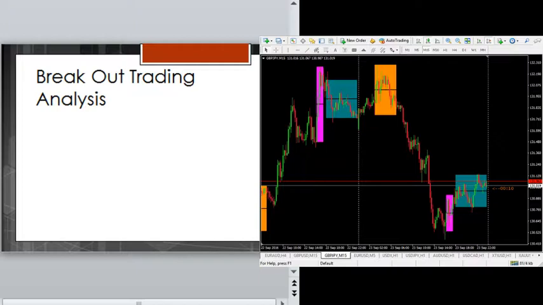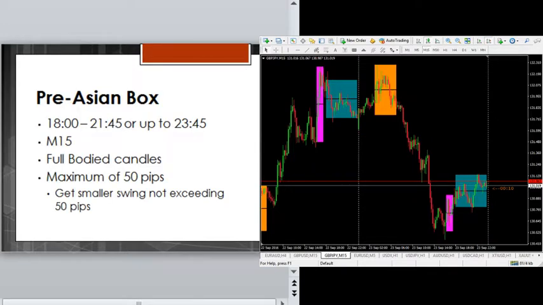So how is it done? We have three different boxes that we need to plot correctly, and we need to be guided by some specific rules for each box. So let's get started with the pre-Asian box.